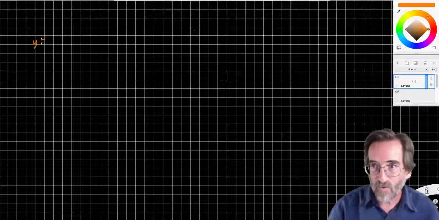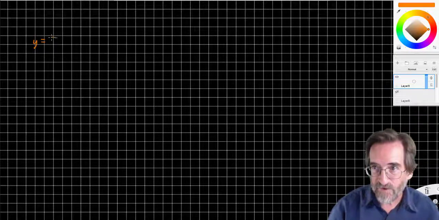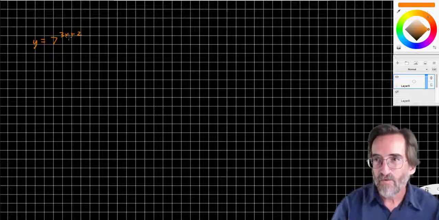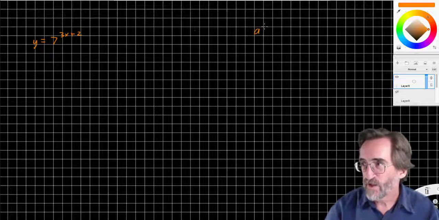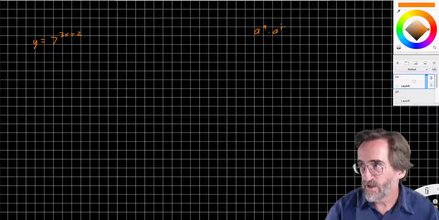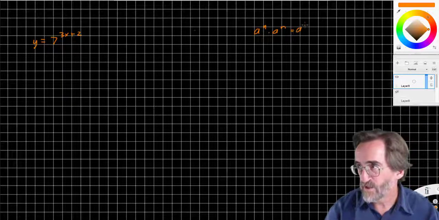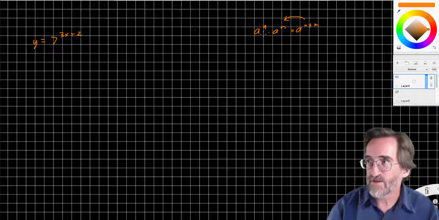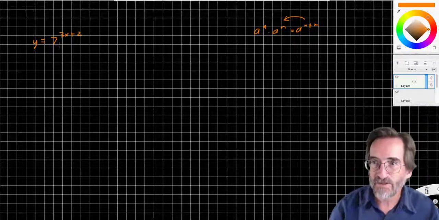Let's say we have y equals 7 to the 3x plus 2. Okay, we can use this rule, a to the n times a to the m equals a to the n plus m, but we'll use it backwards. A to the n plus m is a to the n times a to the m. So 7 to the 3x plus 2 is 7 to the 3x times 7 to the 2.